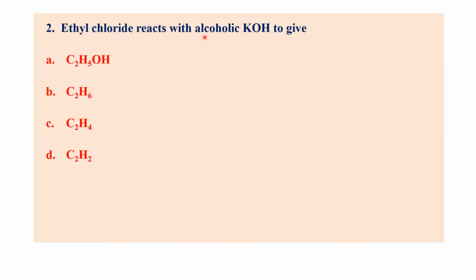Ethyl chloride reacts with alcoholic potassium hydroxide to give ethanol, ethane, ethene, ethyne. So we will look at the reaction of ethyl chloride with alcoholic potassium hydroxide, because ethyl chloride reacts with potassium hydroxide and it will produce two different products depending upon the medium.